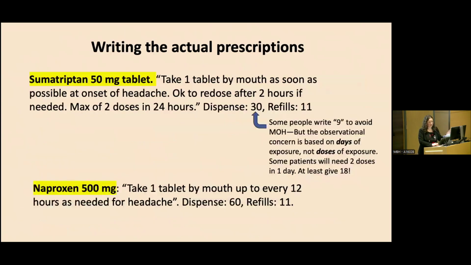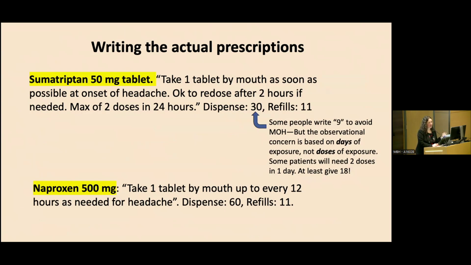So this is what I actually write on a prescription that I'm putting into Apex for the sumatriptan. I'm saying, take 1 tablet by mouth as soon as possible at onset of the headache. It is safe to redose it in 2 hours if you need to do that, maximum of 2 doses in the 24-hour period. I dispense 30.